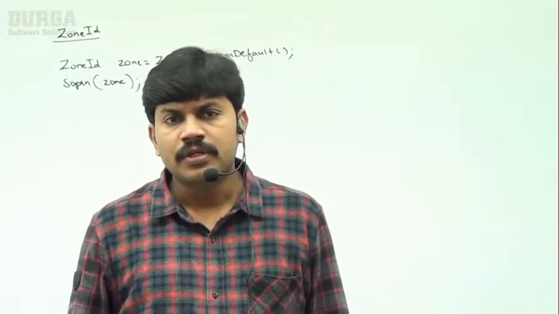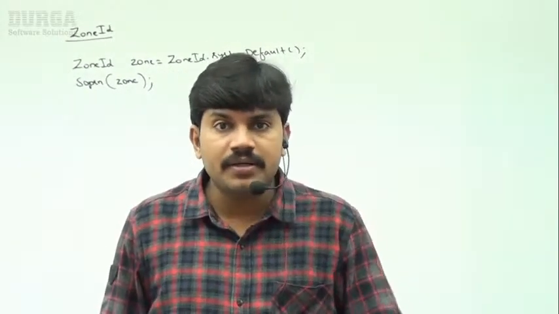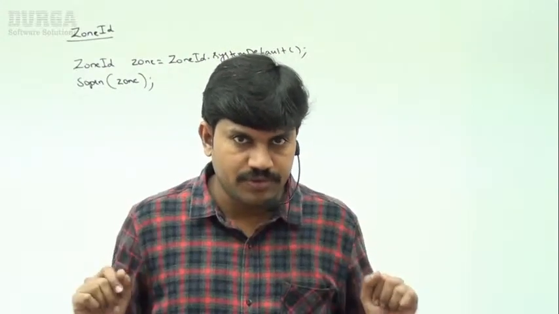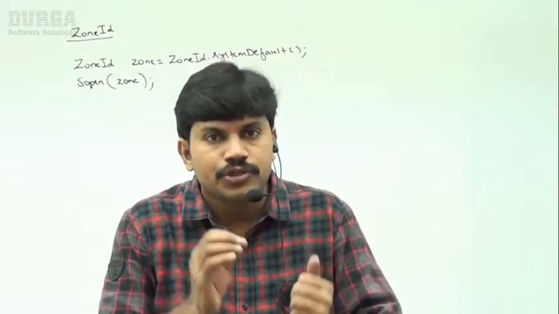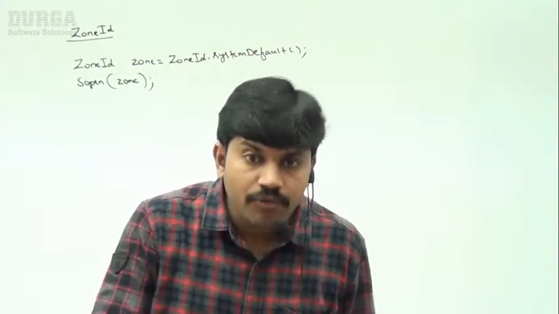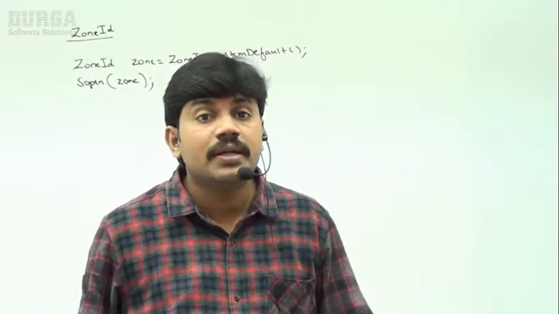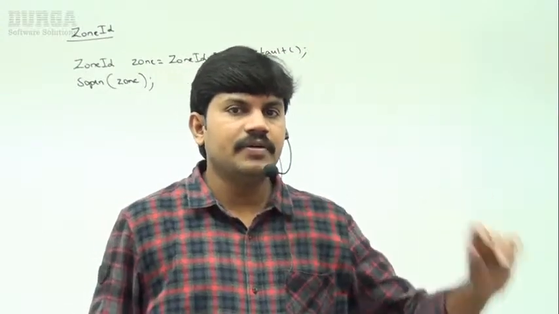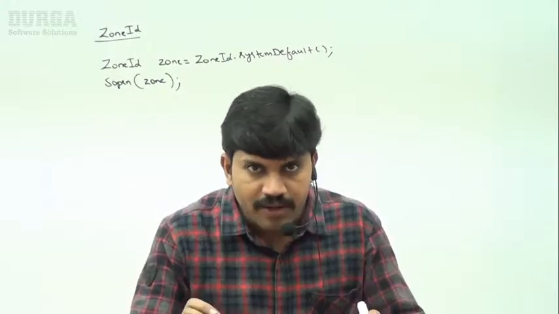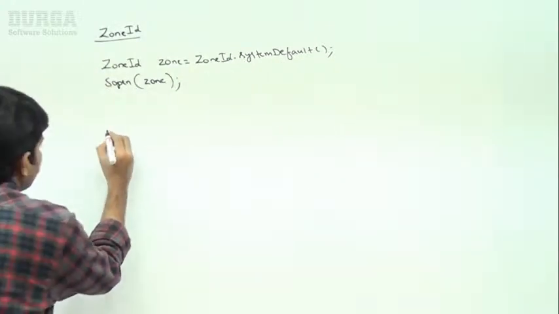Sir, now I don't want the system default zone. I want to represent America, Los Angeles zone. How can you create a ZoneId object to represent that particular zone? How can you identify the zone's date and time? Are you getting that? I want to create a ZoneId object for America, Los Angeles. How to create it? Observe that.